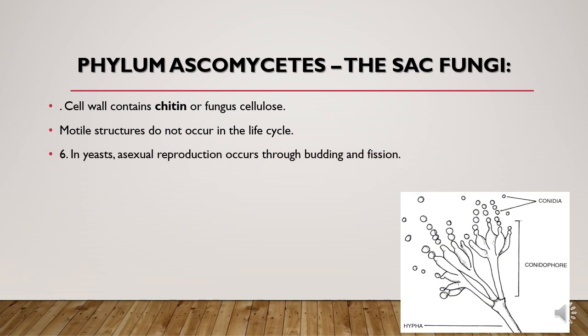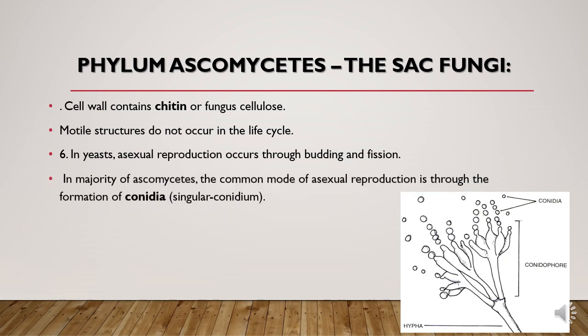In yeasts, asexual reproduction occurs through budding or fission. For the majority of this phylum, the common mode of reproduction is through the formation of conidia, which means similar.